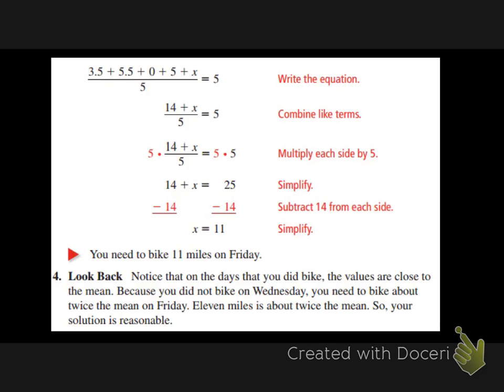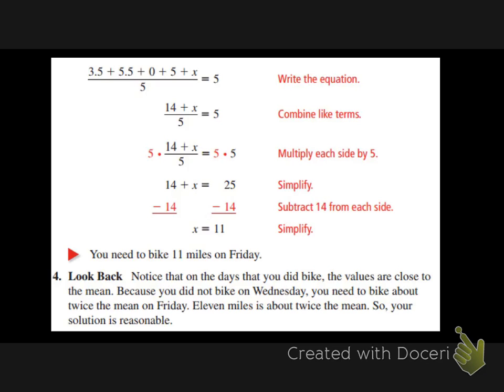But what that means is that you need to bike 11 miles on Friday. So look back. Notice that on the days that you did bike, the values are close to the mean, close to that 5. Because you did not bike on Wednesday, you need to bike about twice the mean on Friday. So 11 miles is about twice the mean. So your solution is reasonable.